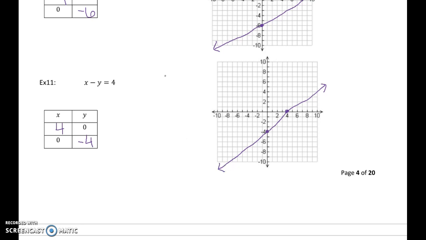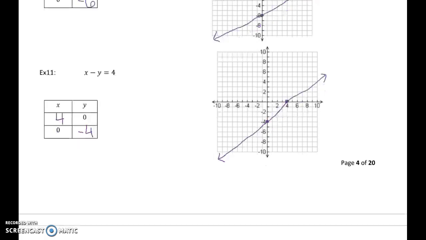So graphing from standard form, if the 2 coefficients divide nicely, you just plug in 0 for x and y and get the other values. If those 2 coefficients do not divide nicely, the best thing to do is solve for y, which we'll talk about a little bit later. So that's graphing from standard form.